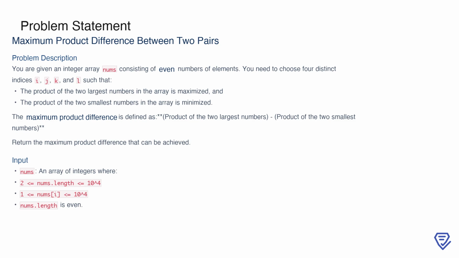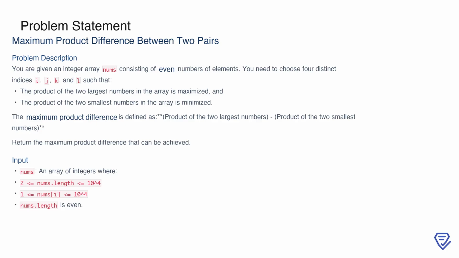The goal is to maximize the product of the two largest numbers while simultaneously minimizing the product of the two smallest numbers. Once you calculate these two products, the maximum product difference is simply the difference between the two, the product of the largest numbers minus the product of the smallest numbers. This is the value you need to return as the output.